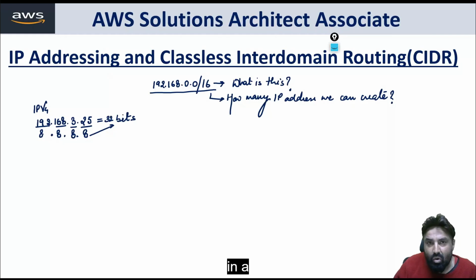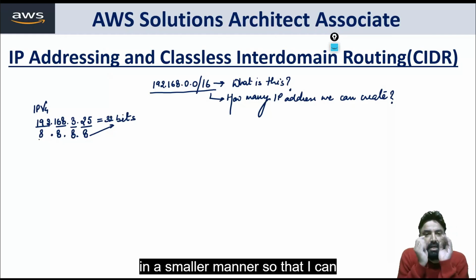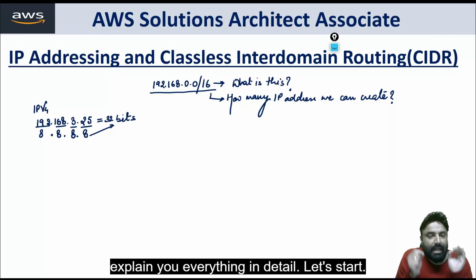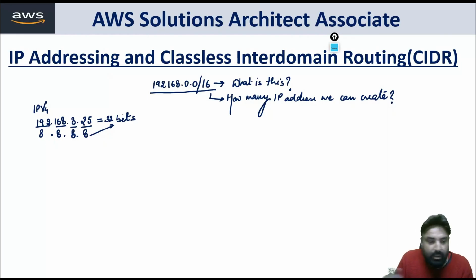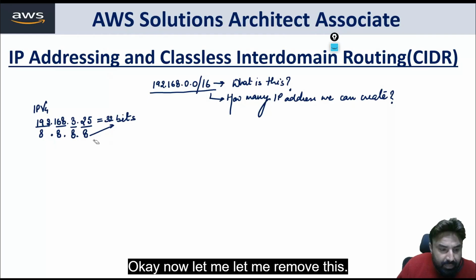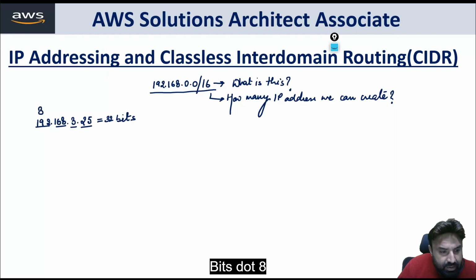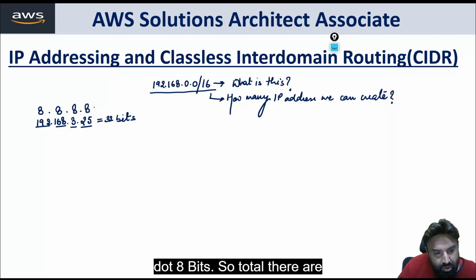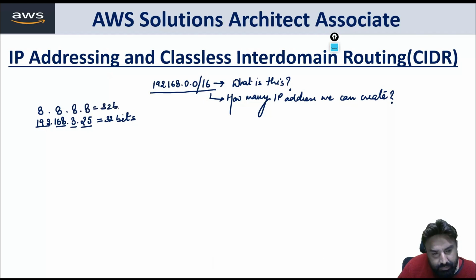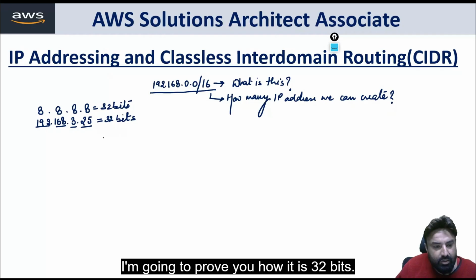Now let me go in a smaller manner so that I can explain everything in detail. Okay, now let me remove this. What I am saying is that it is 8 bits, dot, 8 bits, dot, 8 bits, and dot, 8 bits. So in total there are 32 bits. Now I'm going to prove to you how it is 32 bits.